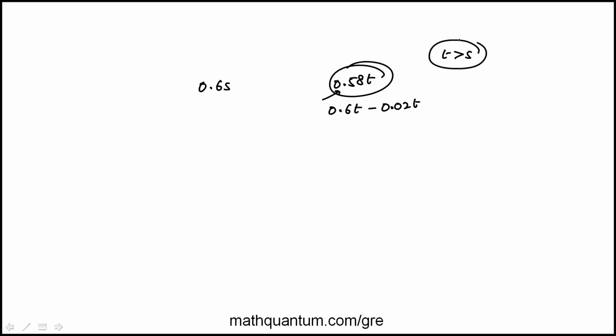So here, to compare these two quantities, I'm going to rewrite them, and I will rewrite this as 0.6t minus 0.02t. And then we're told that t is greater than s, and they're both positive. So I'm actually going to move that term here, move this 0.02t here. Sometimes I'll do these manipulations so that it's easier to make the comparison.